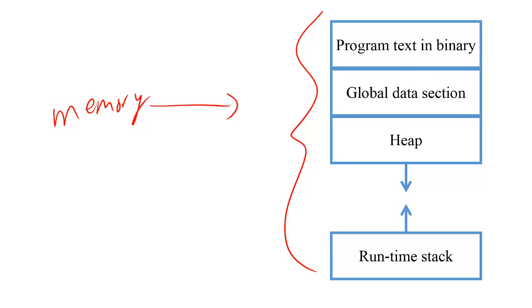There's the program text, which is basically all of your instructions written in binary. Then you've got your global data section, which are variables that exist outside of any specific function and are accessible to every function you write. You've got the heap, which is a place for dynamically allocated variables, which don't worry about until you get to your advanced programming courses. And then you've got the runtime stack, which stores local functions and variables for you to access.